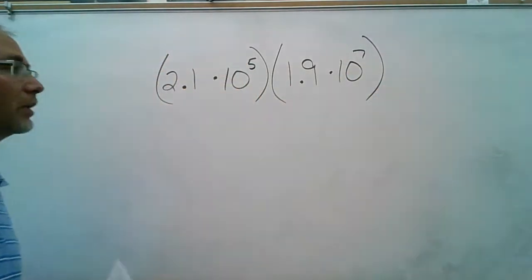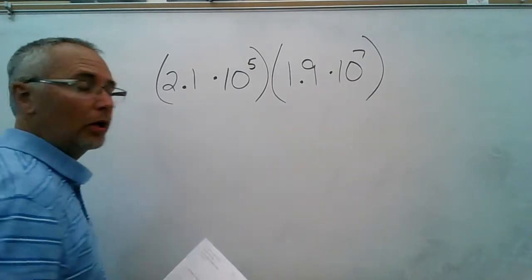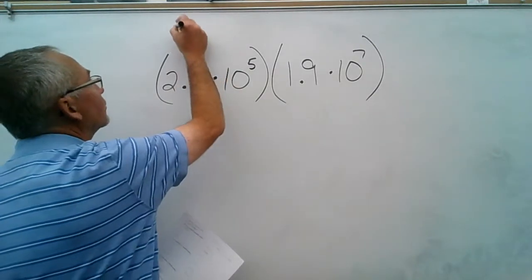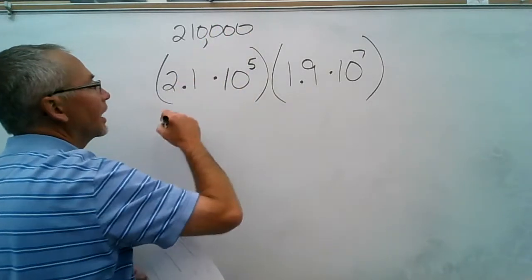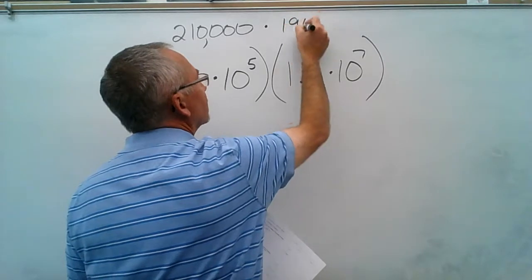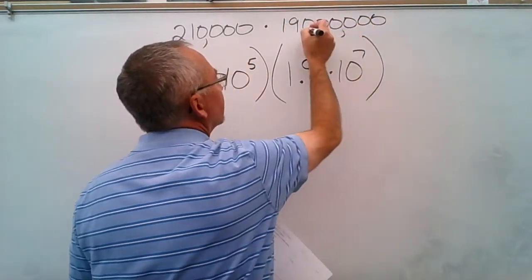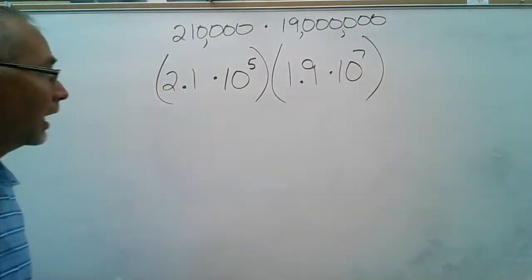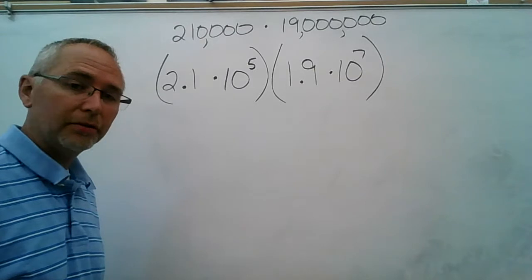And if I look at something like that, I could, if I wanted, rewrite this problem as 210,000 times, and I could look at this as 19 million, and I could multiply those, and then I could convert them back to scientific notation.